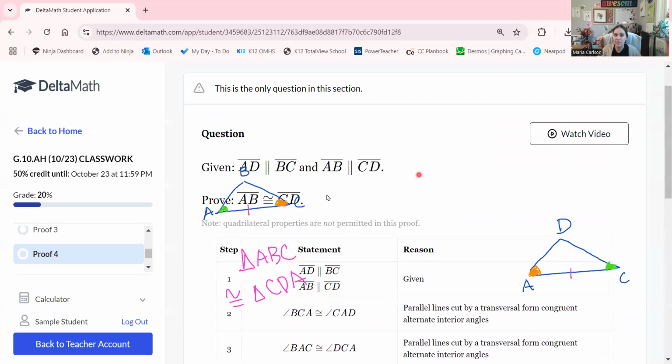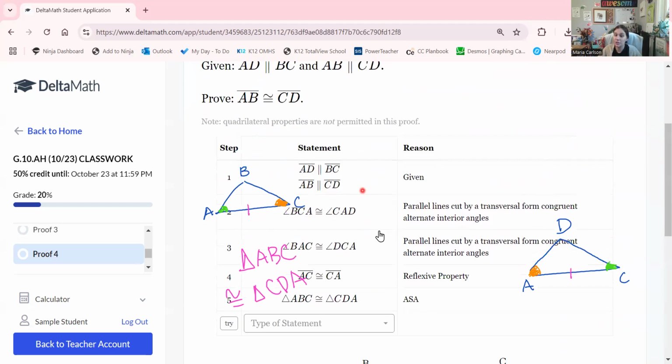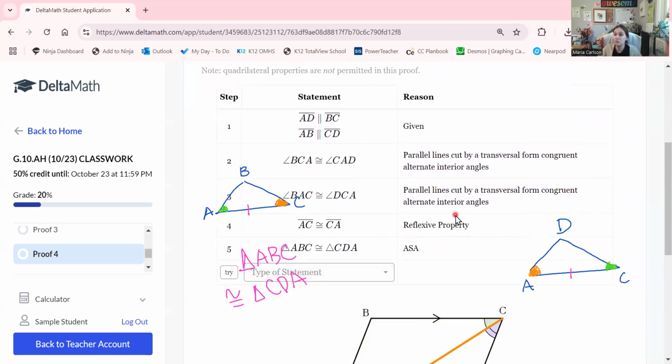Remember, our goal is to prove that AB and CD are congruent. Well, we know that these two triangles are congruent. So are AB and CD corresponding sides? Think about it. If you start at A, you're starting at the green and going up to B. If we did the same thing in the opposite triangle, it would start at C and go up to D. So AB and CD match up. They're corresponding, so they are congruent.